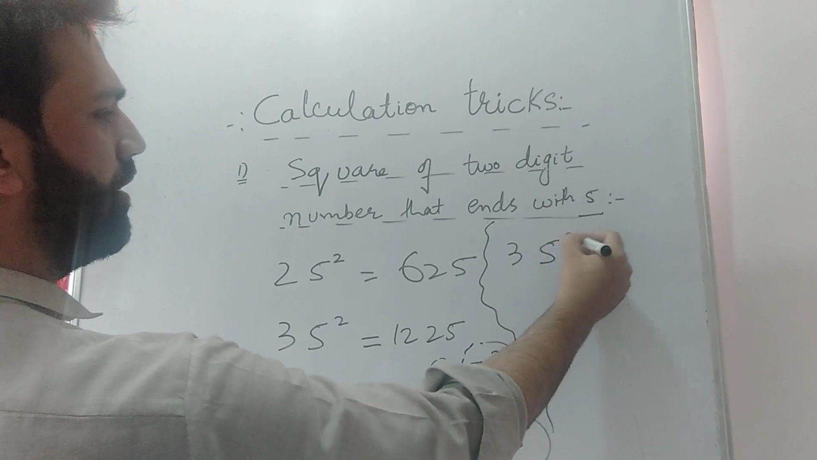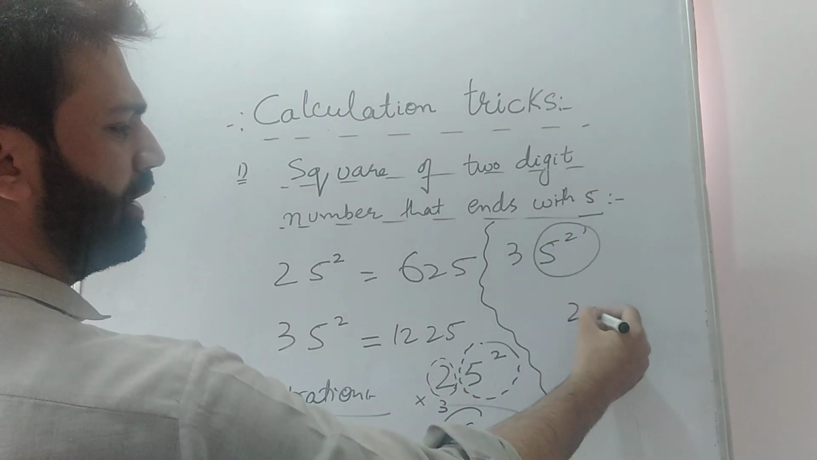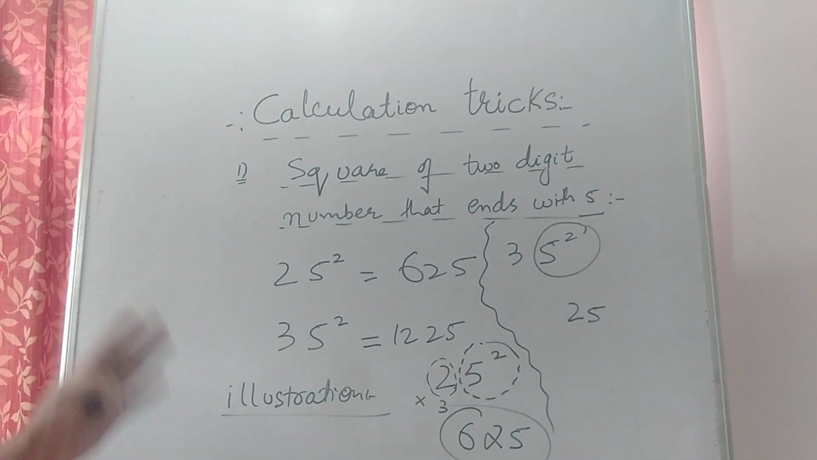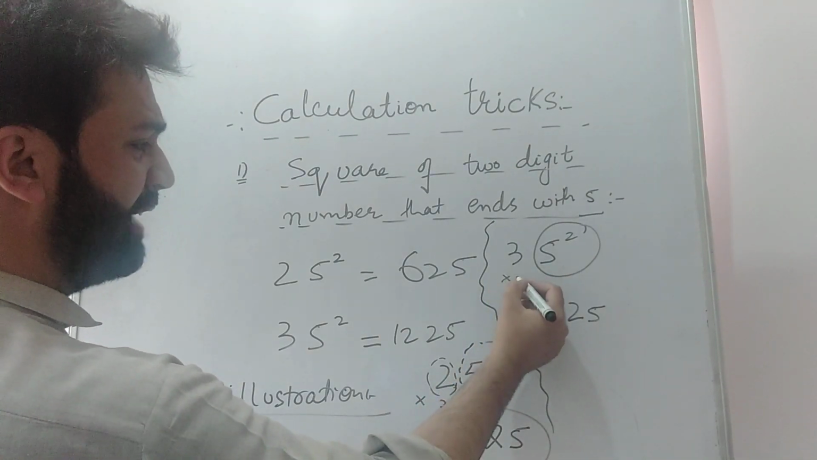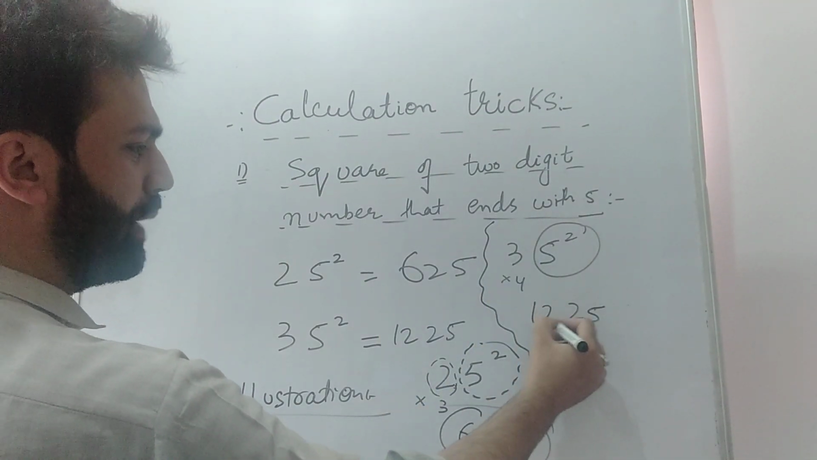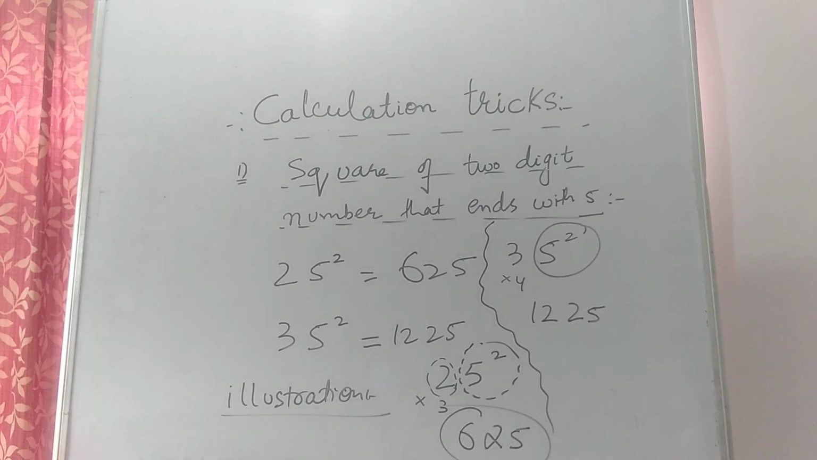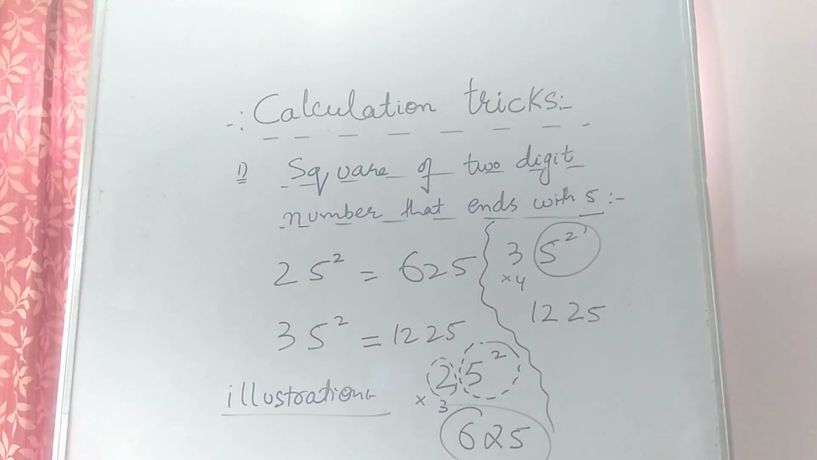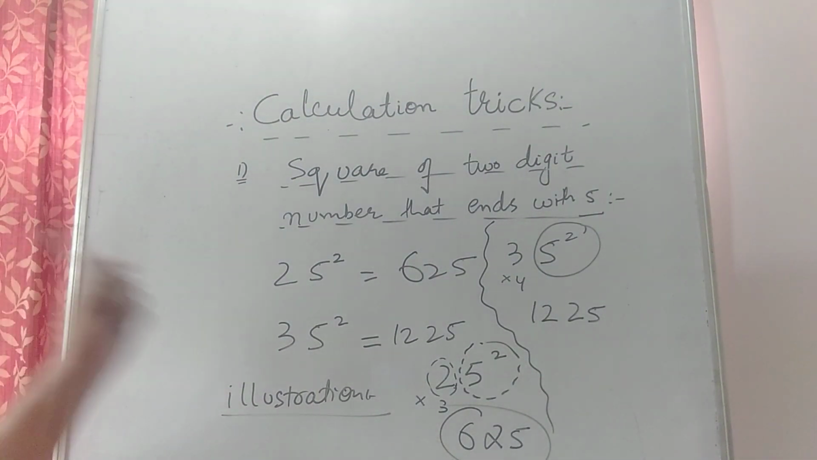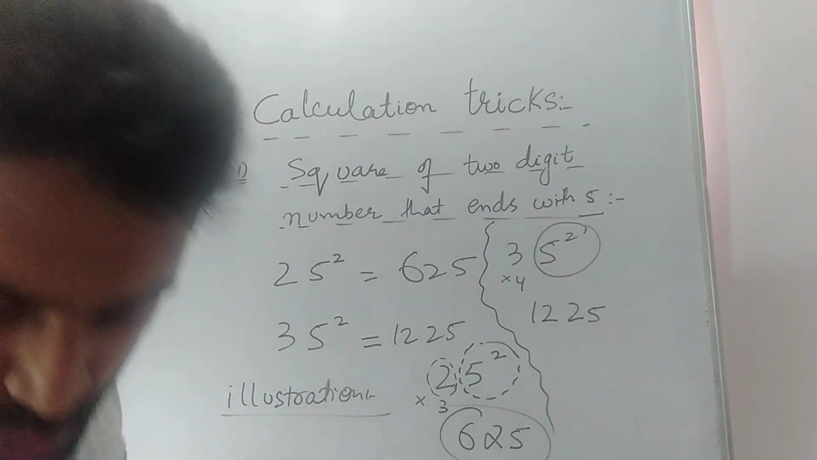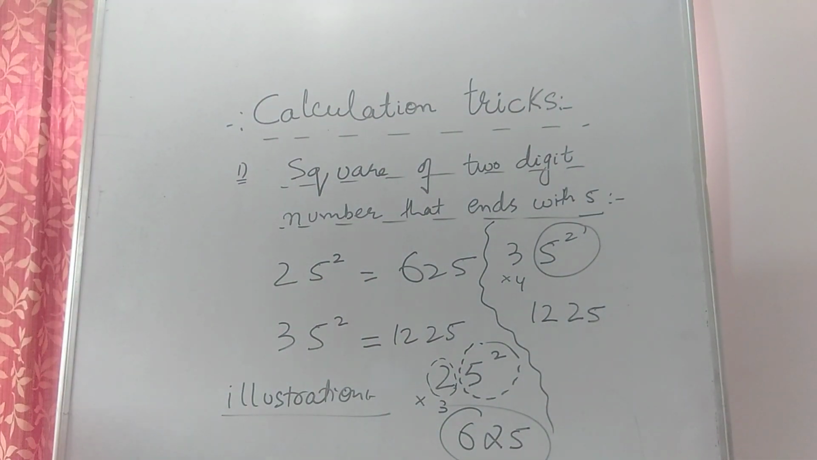Similarly, 35 square. What is 5 square? 25. What is the next digit to 3? It's 4. What is 3 into 4? 12. Simple, eh? So you can do any number, but units place should be 5. Units place should be 5. Okay?